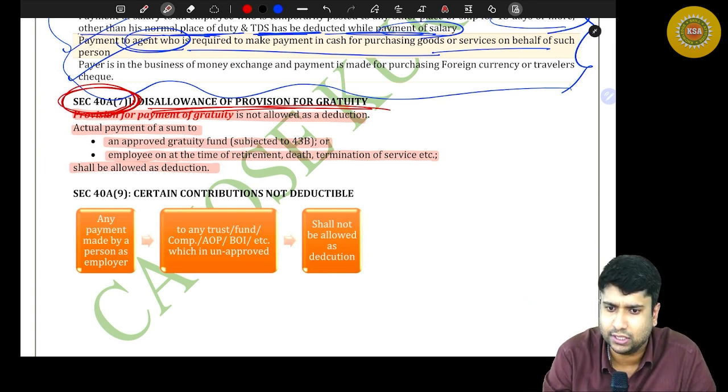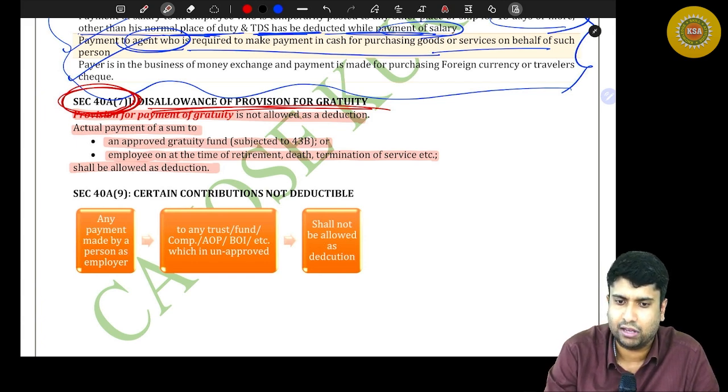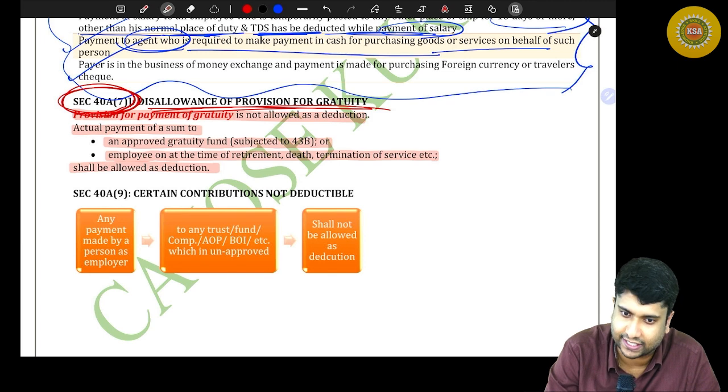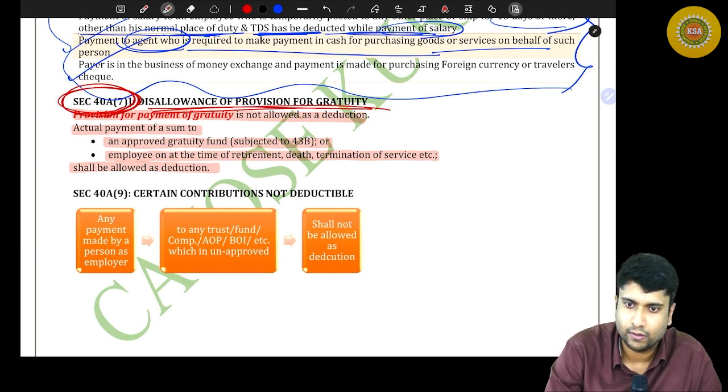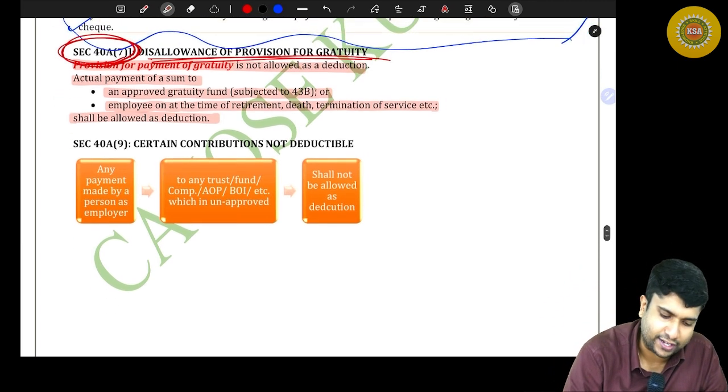AGF contribution, approved gratuity fund contribution, yes, you will get it as a deduction. Yes. Now, moving on to the next one. 40A9 we have already covered.